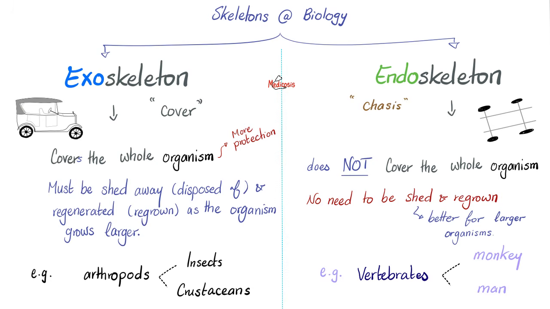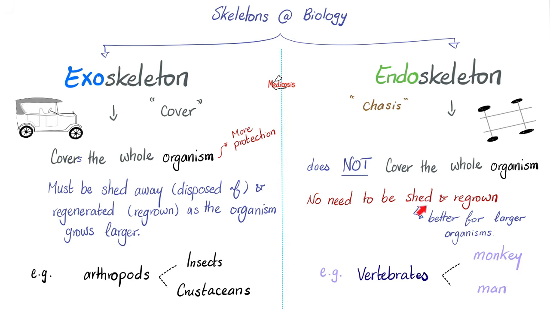In biology, there's an exoskeleton. Humans are not like this. And an endoskeleton. Humans are here. What's the difference? Exoskeleton covers the whole organism from the outside, but endo means on the inside. Endo means into, inside. Your endoskeleton is like the chassis of the car. It's the foundation, on top of which you put the rest of the car.